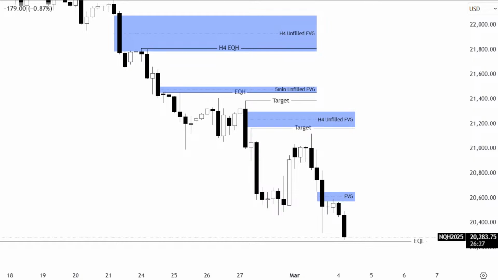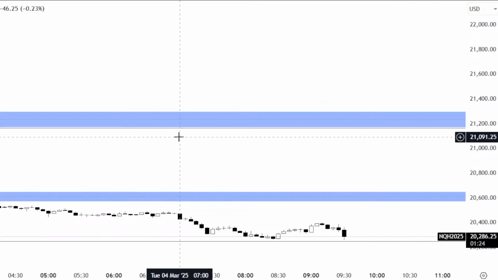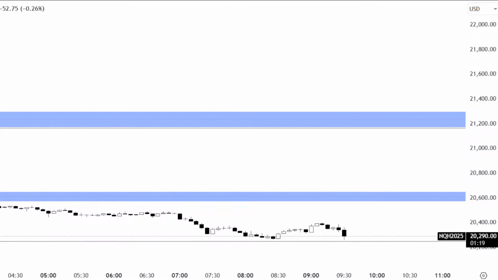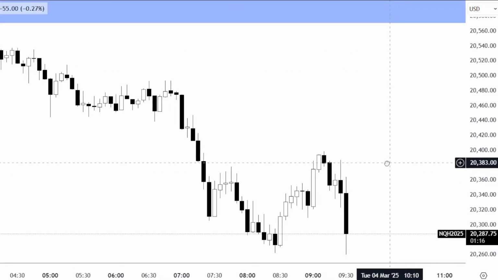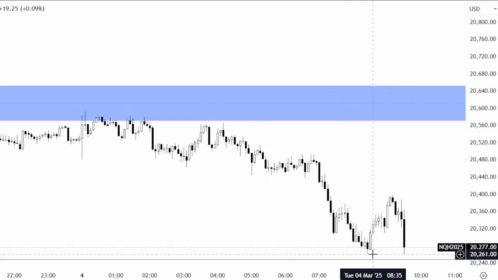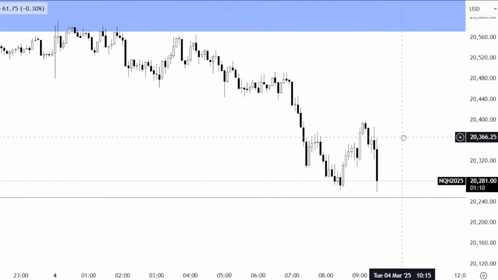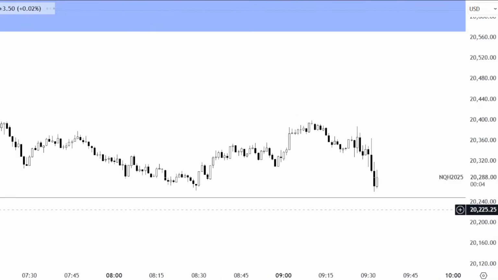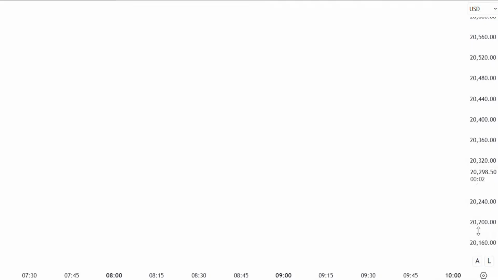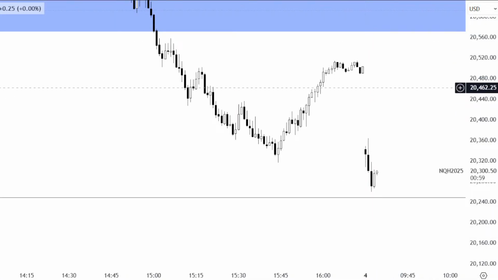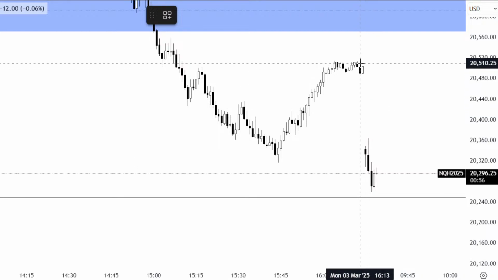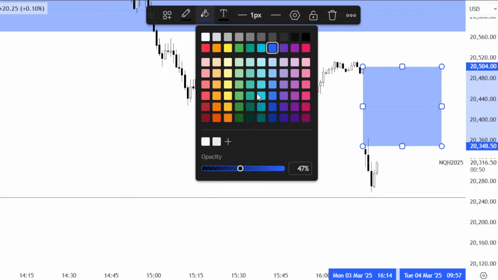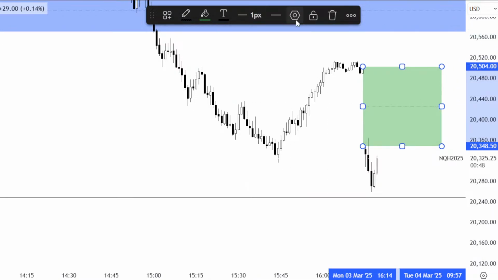Alright, so let's jump back to 5 minutes first to see what we got on here. Alright, so we add these equal lows down here, and the market just opened, so let's go to 1 minute and see what gaps do we have here today. Alright, so there's a gap up here, and we'll mark it out and make this a greenish color, and we'll call it open gap.